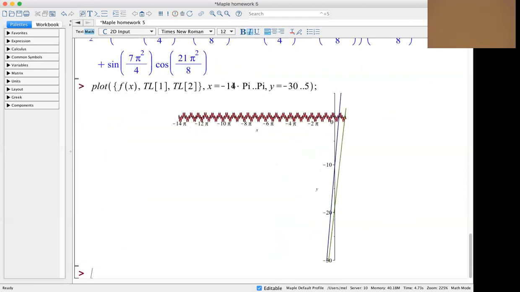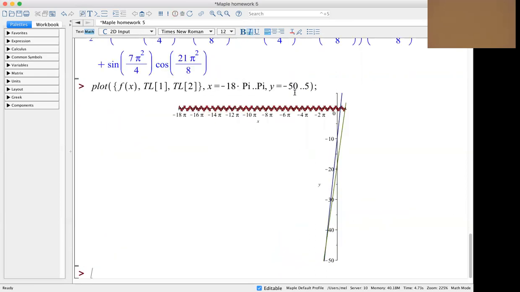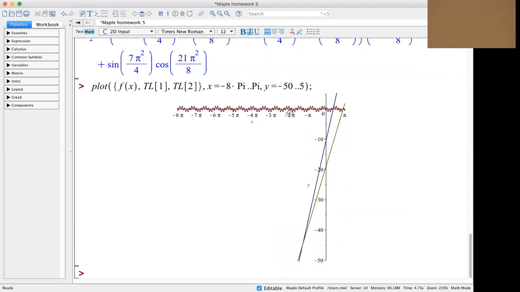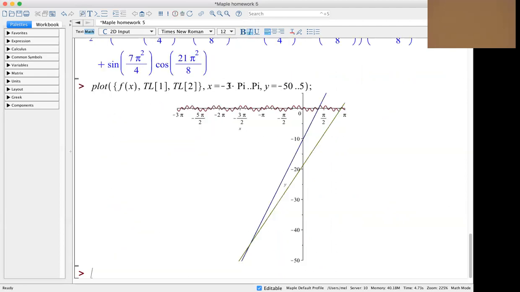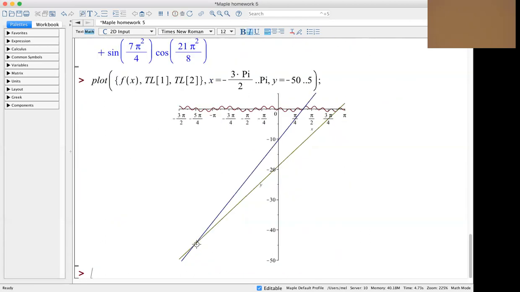Hard to see where they're going to intersect. Still not. Actually, maybe I didn't get down far enough. Let me make this 50. So they are intersecting. Okay. So they intersect somewhere down there. You see it on the graph.